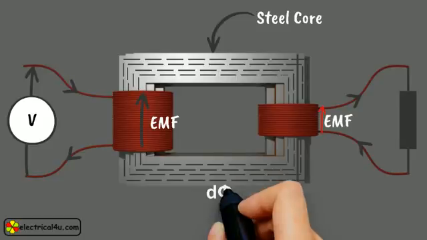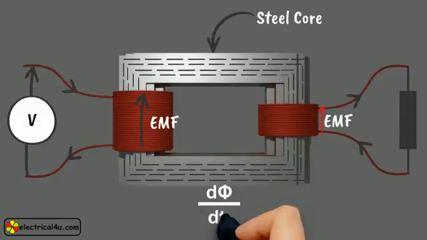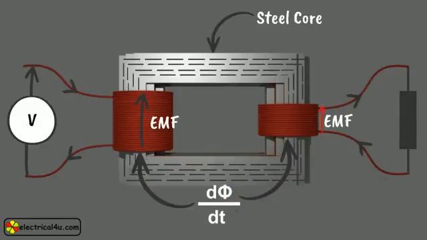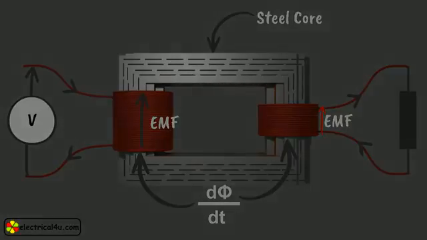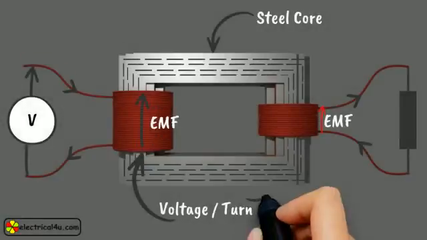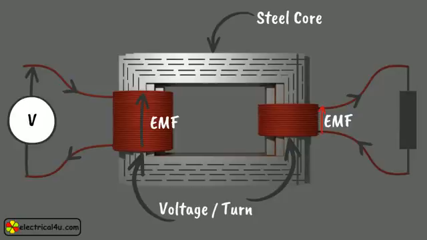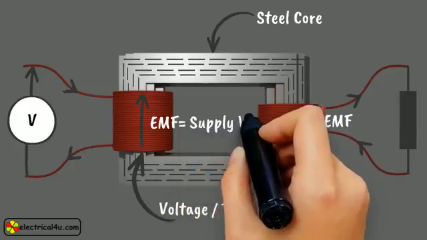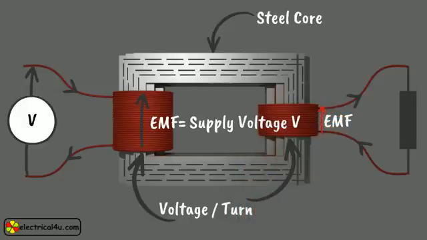As nearly the same flux links with second winding, now the rate of change of flux with respect to time is equal in both windings. Since, as per Faraday's laws of electromagnetic induction, induced EMF across a conductor is directly proportional to the rate of change of flux linkage, the voltage induced per turn in both windings will be the same. We have already explained that voltage induced across the first winding is the same as the supply voltage.